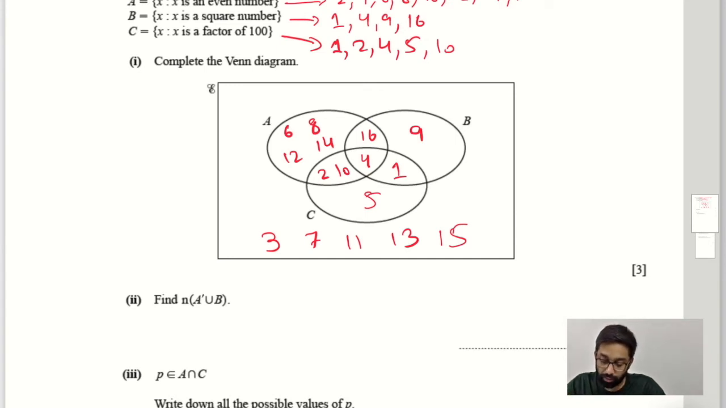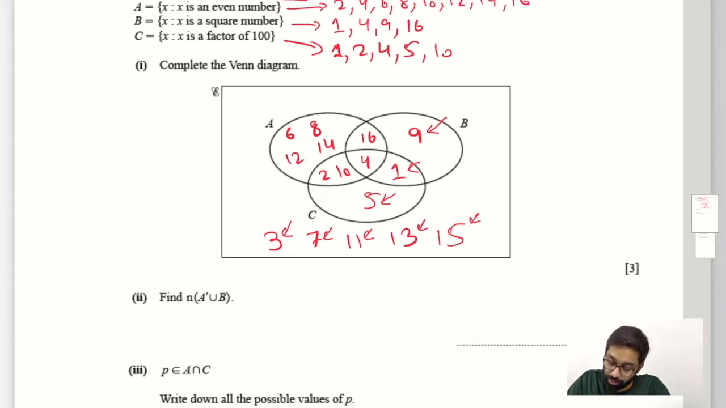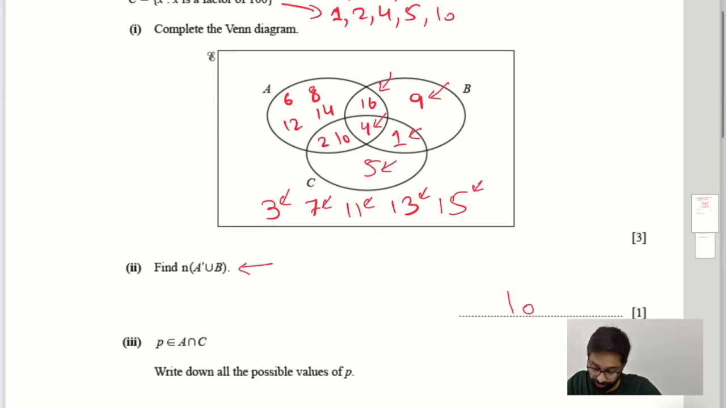So if we count all the numbers that are outside A, this is 1, 2, 3, 4, 5, 6, 7, 8. Then union B means all the numbers inside B. Now we've counted 1 and 9 already. So we look at 16 and we look at 4. So the total number of numbers for this question is 10. So we write 10 here. I hope this is visible.